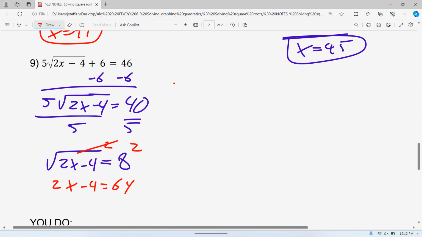And now we just have a normal two-step equation that you guys have been doing. Add 4 to both sides. 2x is equal to 68. Divide both sides by 2. I get my x is equal to 34.